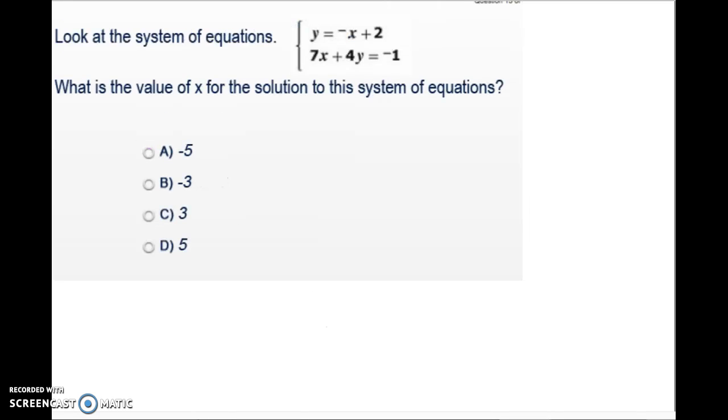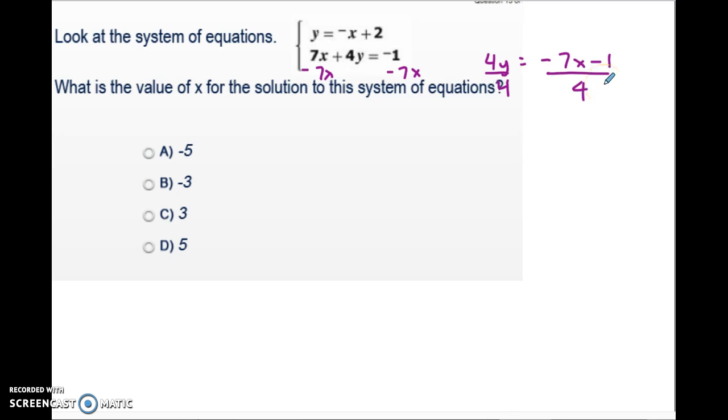All right, now solving a system of equations. Your calculator can easily graph when it's y equals. So we're going to go ahead and solve the second equation for y. So to do this, I'm going to subtract the 7x first. And so I'd have a 4y equals negative 7x minus 1. And then I'm going to divide all of this by a 4.